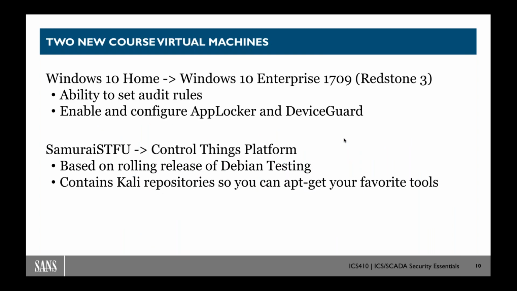Now, as for the new virtual machines, I did mention we have 2 new virtual machines inside of the course. When we originally started the course, we only had 1 single virtual machine, and that was the Samurai STFU, or Samurai Security Testing Framework for Utilities. We use that distribution to model some of the different attacks and to do forensics and explorations of what some of those attacks or communications look like. But about 2.5 years ago, maybe 2 years ago, we added a Windows 10 virtual machine to the course, so that we could also practice doing some of the defenses on those Windows machines.